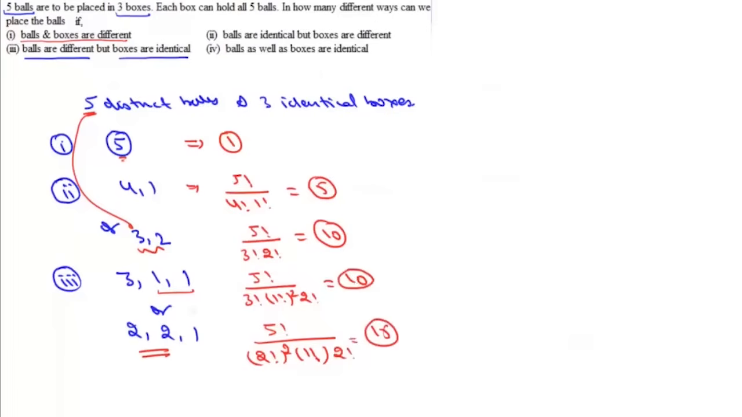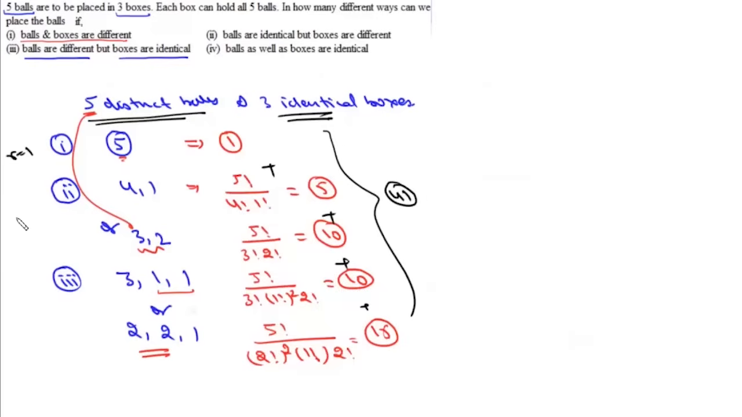So we'll add them. Total number of ways will be simply 41. So there'll be 41 ways in which we can distribute these 5 distinct balls in 3 identical boxes. So essentially what we have done is we have used the same formula of distributing distinct balls in boxes if no box is empty, considering 3 separate cases when we have only 1 box, when we have 2 boxes, and when we have 3 boxes.